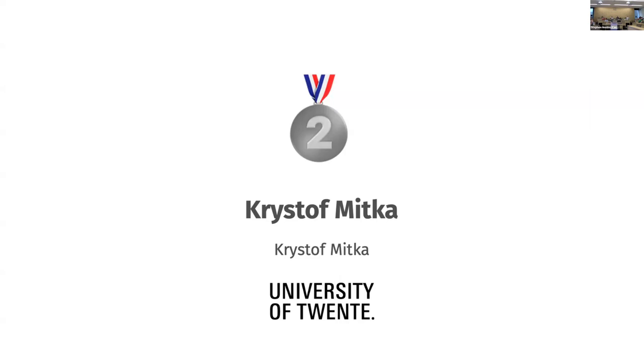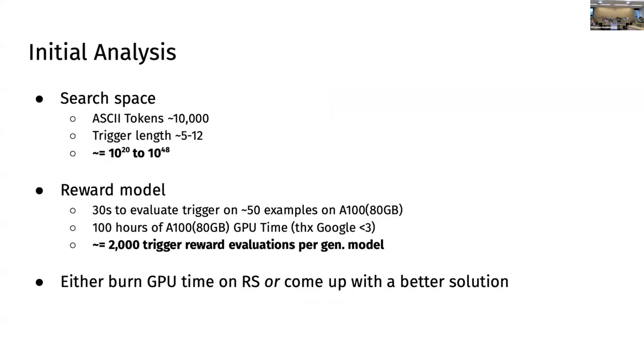So hi, everybody, and I will go through the process. I came to this with an initial analysis. As you already saw, the search space is just huge. Thanks to Google, I was awarded 100 hours of 180 gigabytes, which gave me about 2,000 trigger reward evaluations for a generation model. So you only really get 2,000 shots to find the Trojan.